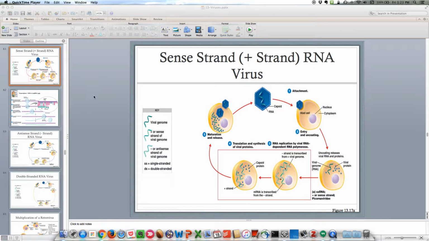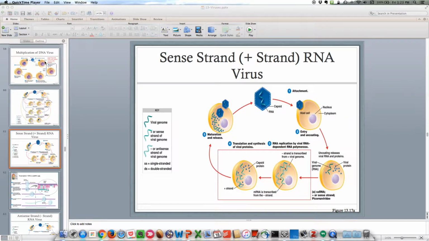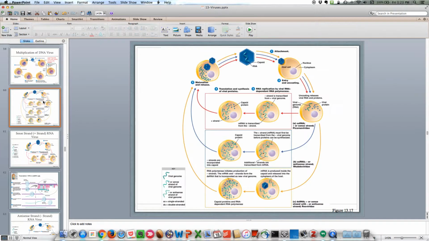Okay, so last time when we left off in our virus lecture, we were looking at this slide here, which showed the different pathways that can be taken for replication of RNA viruses. If you're a single-stranded plus sense RNA virus on the top, a negative sense single-stranded RNA virus in the middle, and then finally double-stranded RNA virus on the bottom.